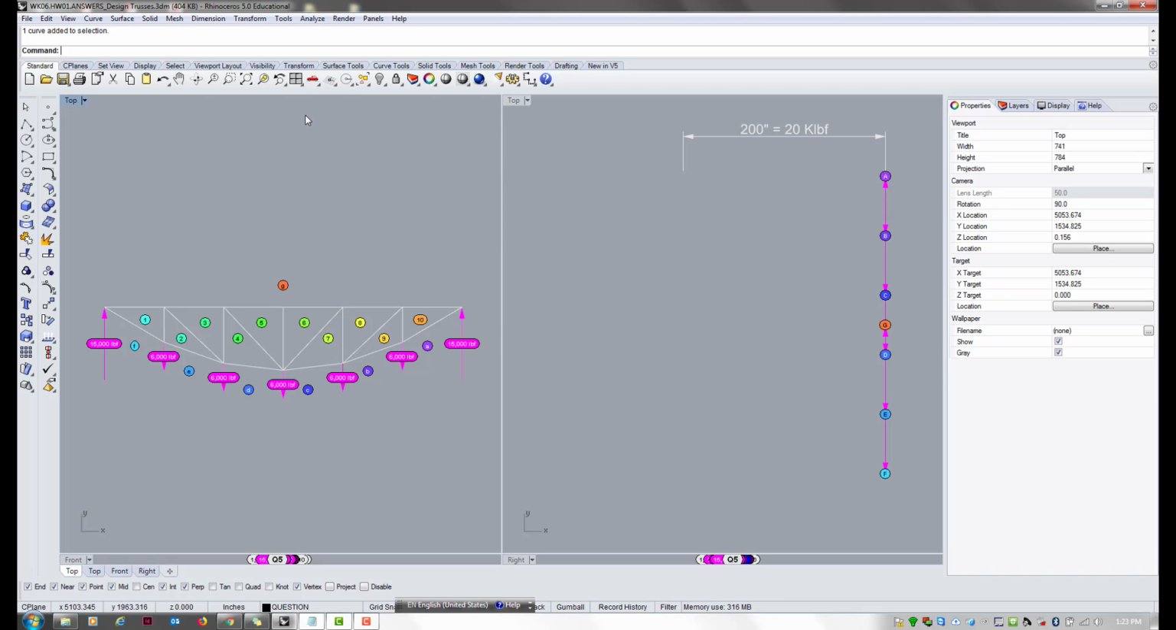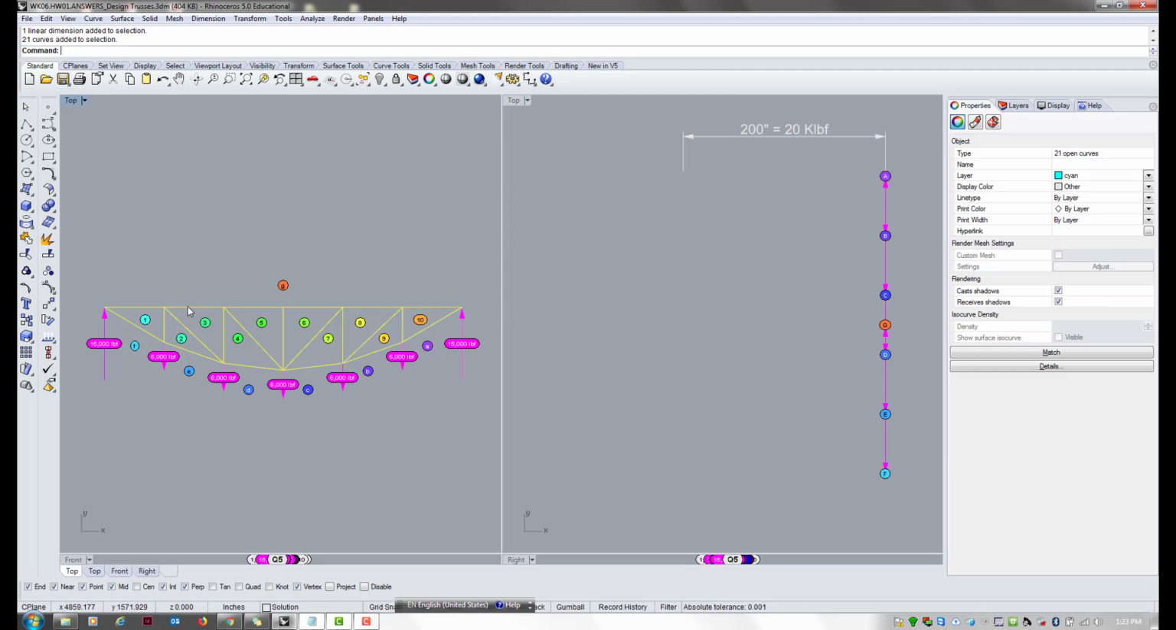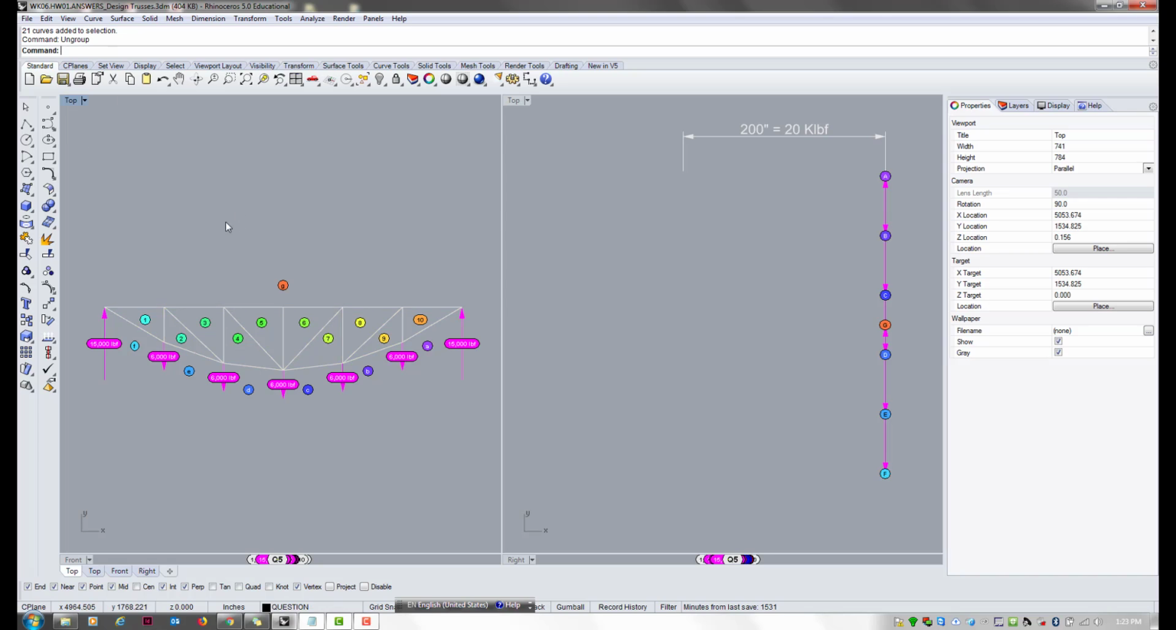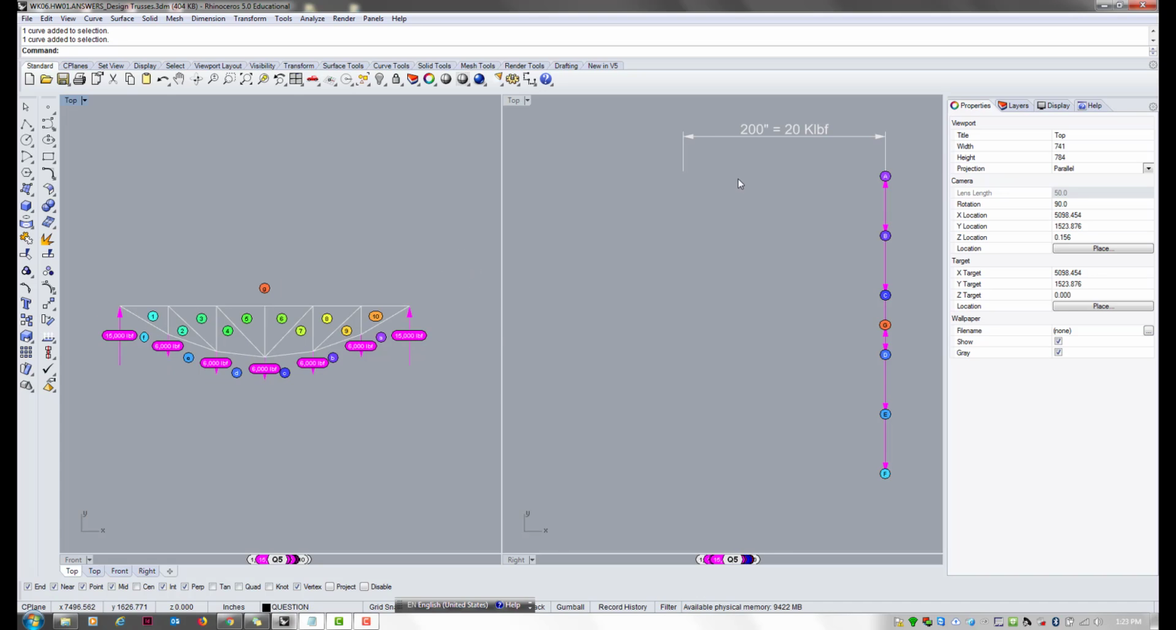So the same assumption that we have a constant force of 20k pounds at the top chord, all of these top chords. So G1, G3, G5, G6, G8, G10, all of that being 20k pound force, or 20,000 pound force.